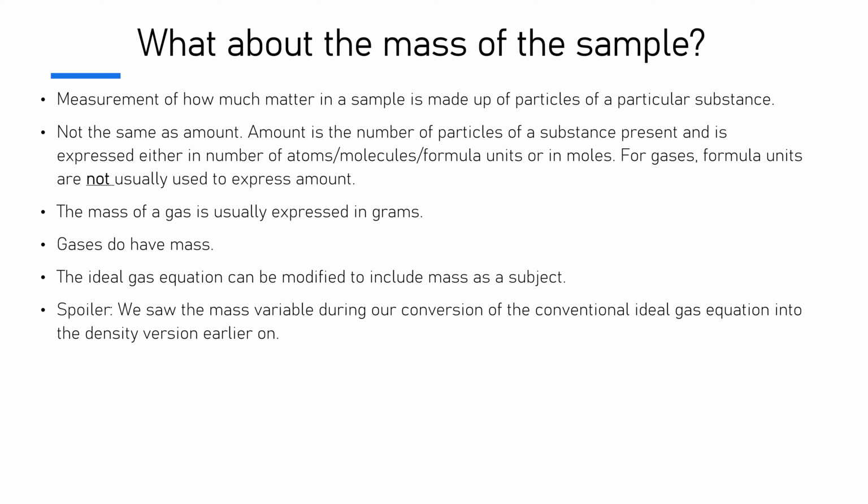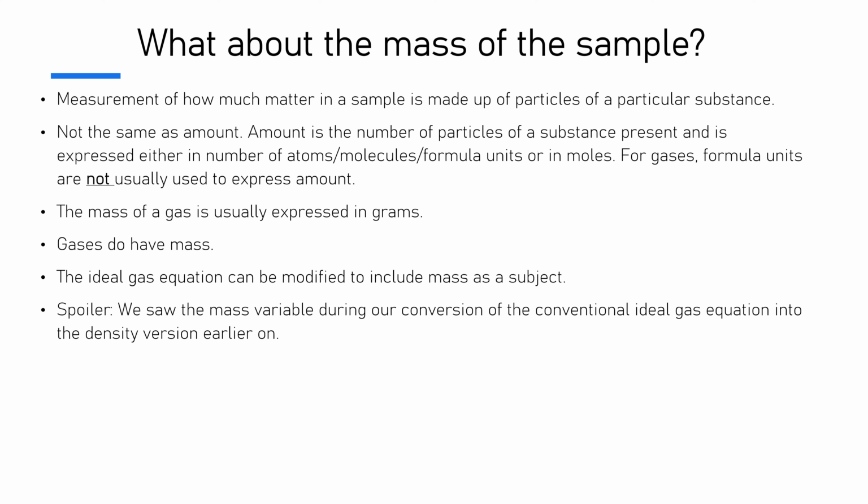Okay, so another variable that could be examined using a modified version of the ideal gas equation is the mass of a sample. We briefly went over what the mass of a sample is when we were discussing how to create a version of the ideal gas equation for density earlier on. But let's quickly go over what mass is again.